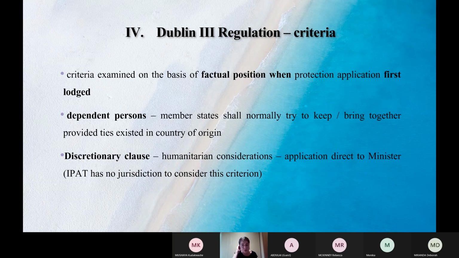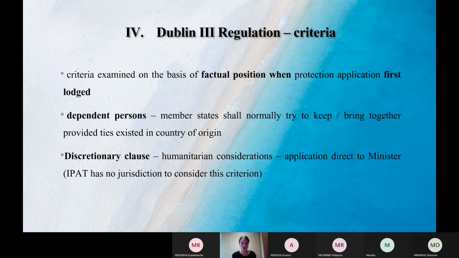So where there is a dependent person, the member states shall normally try to keep or bring together the dependent person and those on whom they are dependent, provided the ties existed in the country of origin. So it can't be a new circumstance of dependency. There must have been dependency in the country of origin.